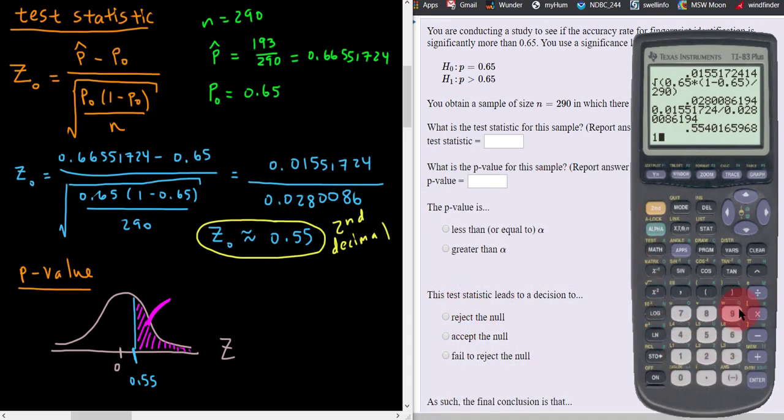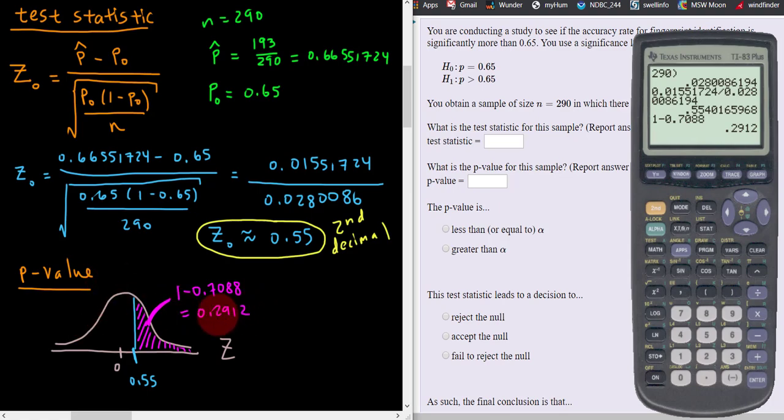And hopefully the picture has guided us, right? Because our answer cannot be 0.7088. Look at the picture, right? This is 1 minus 0.7088, which is 0.2912. So that is our p-value. I will circle it in yellow. What we are going to do in the next step is state our conclusion.